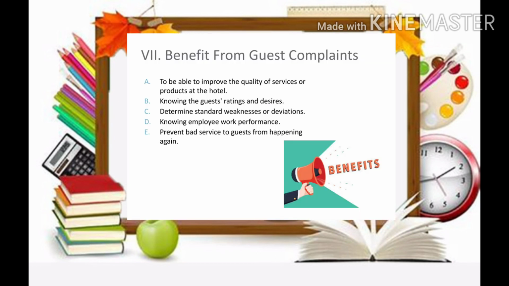Benefits from guest complaints. There are some benefits from guest complaints, such as being able to improve the quality of service or product at the hotel. The second is knowing the guest's rating and desires. The third is determining weaknesses or standard deviation. And then knowing employee work performance. And the last is preventing bad service to guests from happening again.